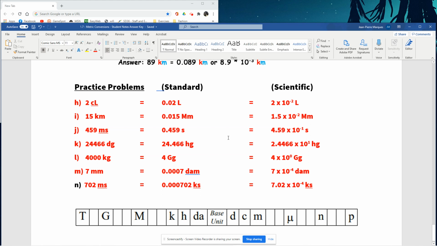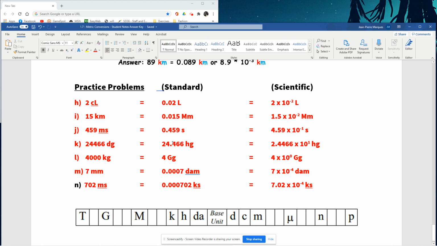Okay, letter K. In letter K, we've got 24,466 decigrams, and we convert that into hectograms. So deci is here, hecta is here. So going number of jumps, 1, 2, 3. That's 3 jumps to the left. Therefore, we move our decimal 3 jumps to the left, 1, 2, 3, giving us 24.466 hectograms. Or in scientific notation, 2.4466 times 10 to the 1 hectograms.